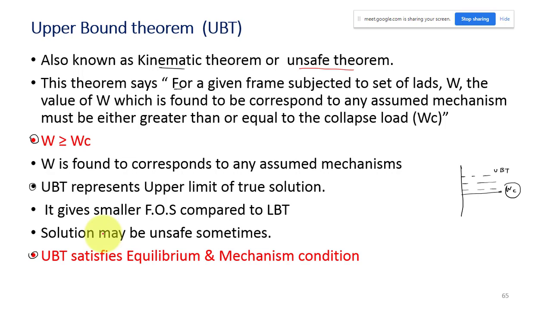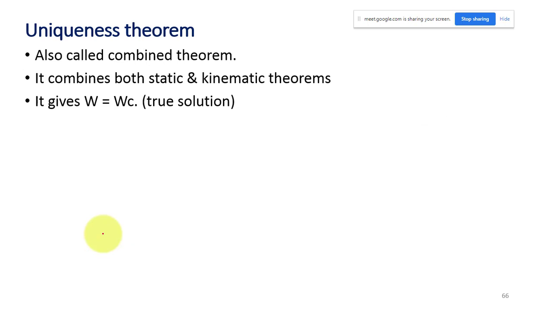An advantage I can say is that the upper bound solution can be easily applied to a wide range of problems. Because in the lower bound solution you have to draw the moment diagram, at least the shape you have to draw correctly, and you should be able to predict where the maximum moment will be. Then only you can apply it. That is why the lower bound solution is applicable only for simple problems where you will be able to predict your bending moment diagram easily. Otherwise, you cannot apply that. So that is all about the upper bound and lower bound theorems.